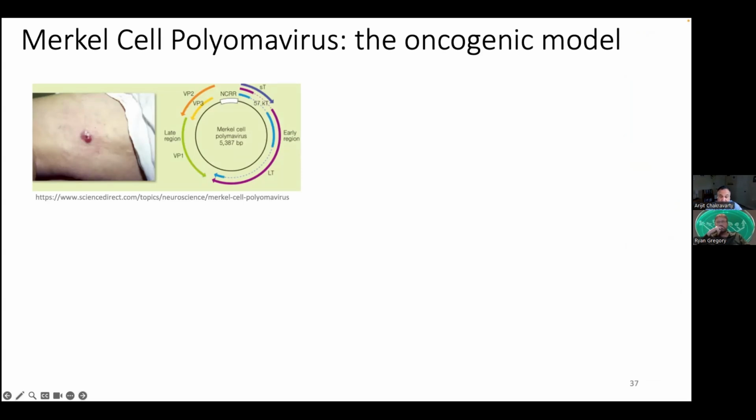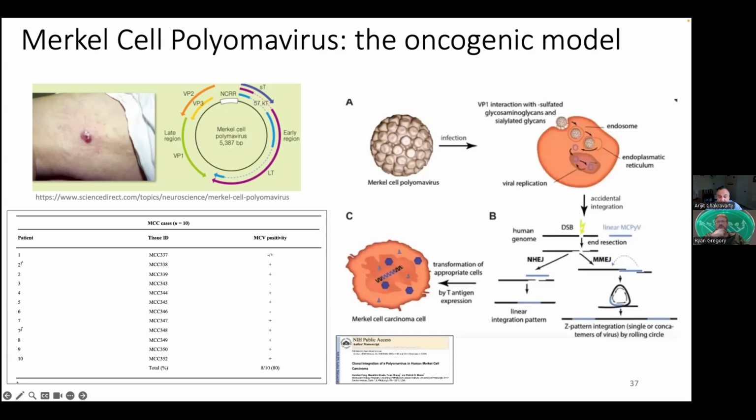Merkel cell polyoma virus is one of the latest viruses that has been identified as being oncogenic, literally, I think, within the last decade. The virus is actually a reasonably sized virus. It's 5.4 kilobases, and it's got quite a bit of protein infrastructure in there. And what they found was this protein VP1 functions as an oncogene. So it interacts with proteins, and what it ends up doing downstream is transforming cells. So they were able to find that the VP1 oncogene alone is sufficient for transformation.